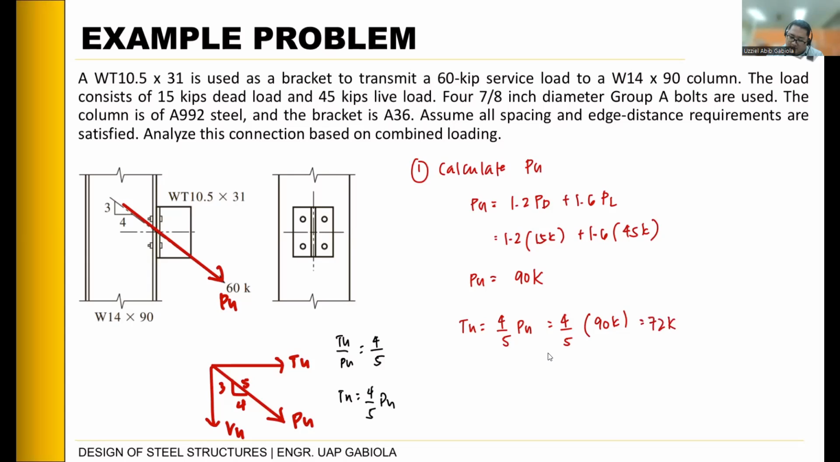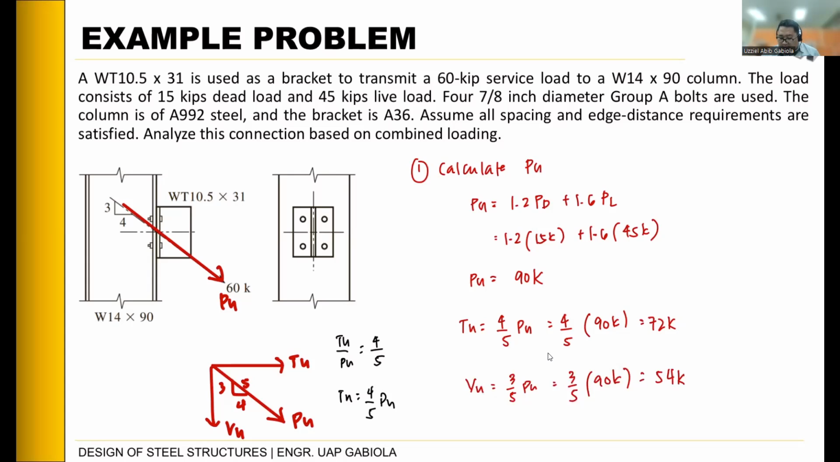Next is our VU. What will our VU be? 3/5 PU. So, we have 3/5 times 90 kips. That is how much? That is 54 kips. So, that is our first step: we identified our shear and tension loading.